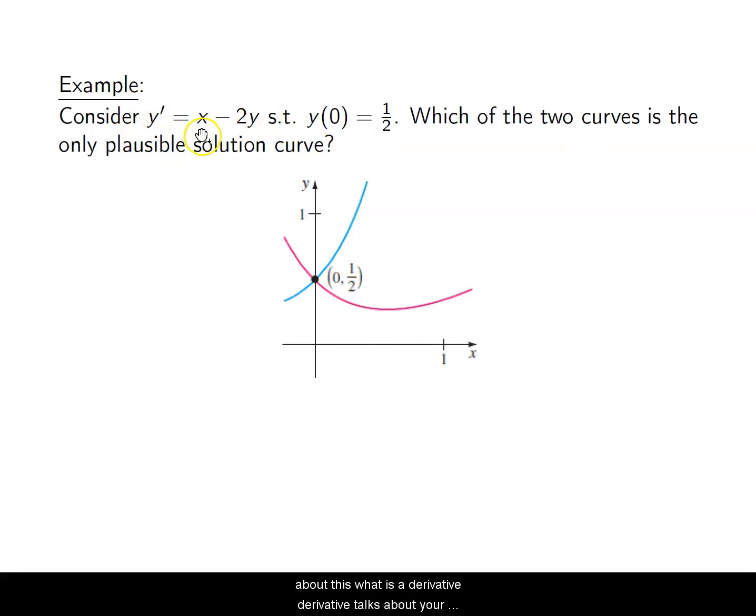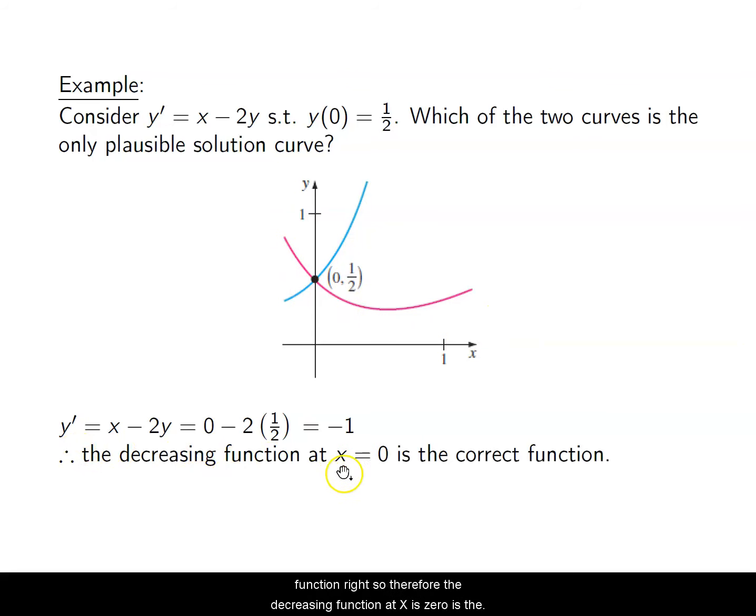What is a derivative? A derivative talks about your rate of change. I have an input and an output, so let's plug those into my function. If I plug in 0 for x and 1/2 for y, I get out -1. So the only function that makes sense here is the one that has a negative rate of change, or is the decreasing function. So the decreasing function at x equals 0 is the correct function. Okay, see you guys on the next one. Thanks.